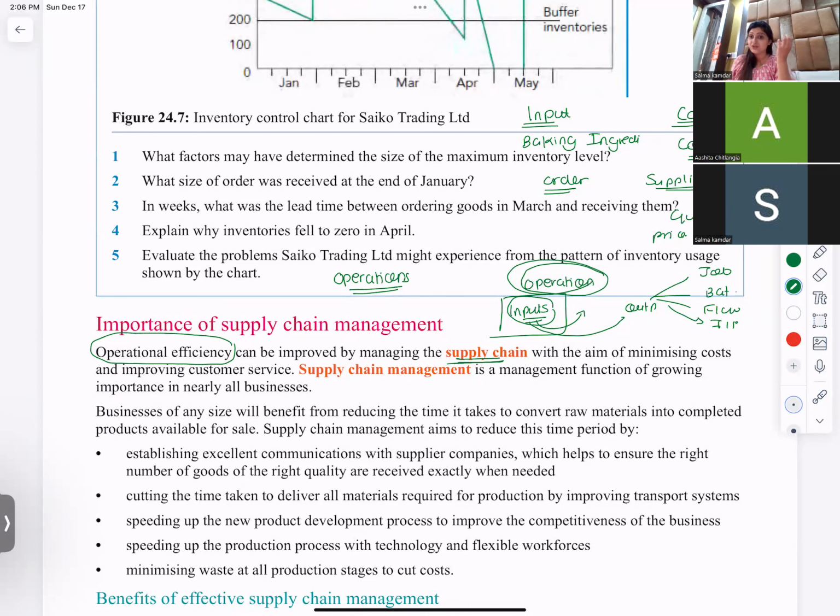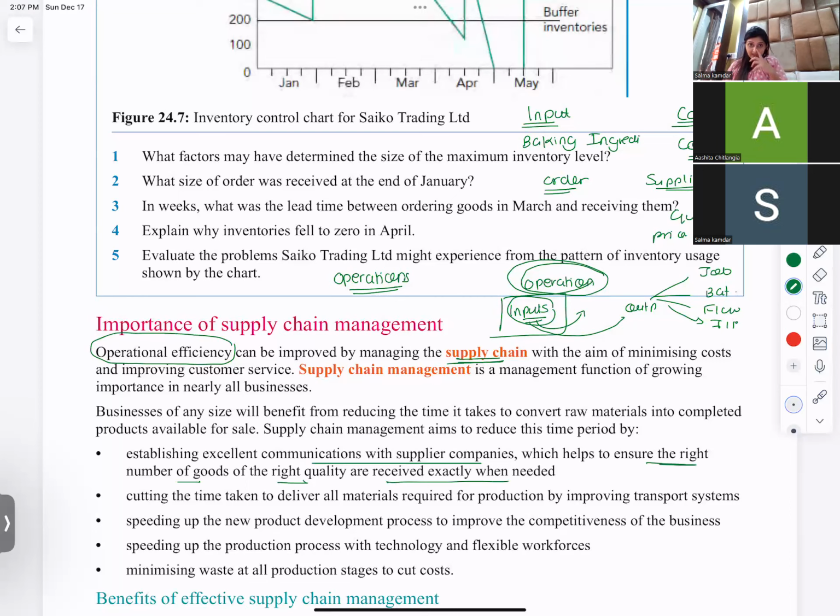So the first thing that your supply chain management does is establish communication with the supplier companies. If he has good communication with the supplier company, then what will it ensure? It will ensure that the right number of goods, right quality are received exactly when needed. Yeah, that I understood. So this is the function of your supply chain management, which starts right from ordering the raw material up to making the finished product available to the customers.